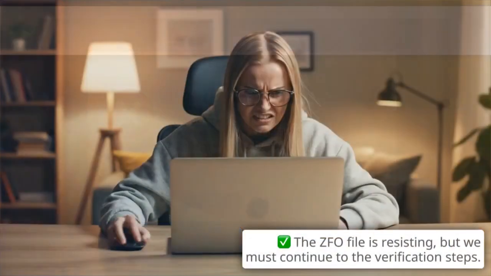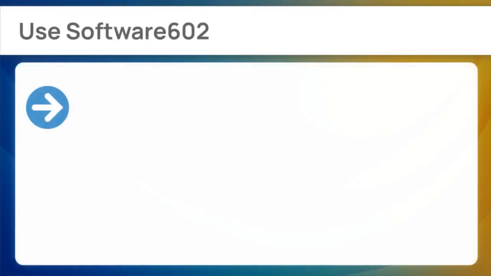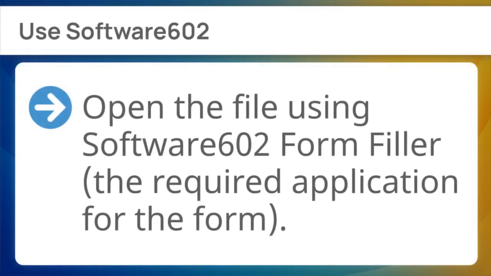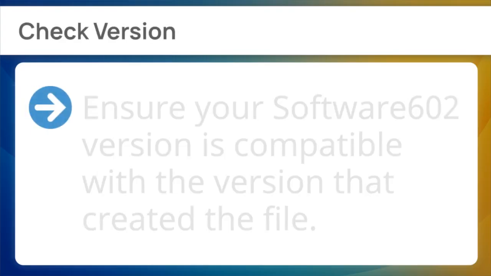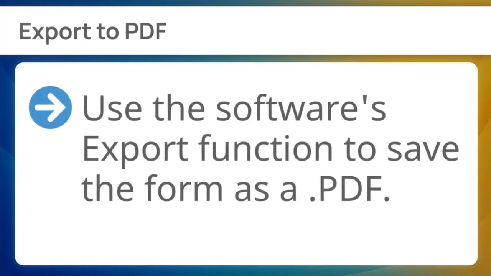Quickly perform these 3 diagnostic actions to find the source of the error. First, use Software602. Open the file using Software602 Form Filler, the required application for the form. Next, check version. Ensure your Software602 version is compatible with the version that created the file. Finally, export to PDF. Use the software's export function to save the form as a PDF.